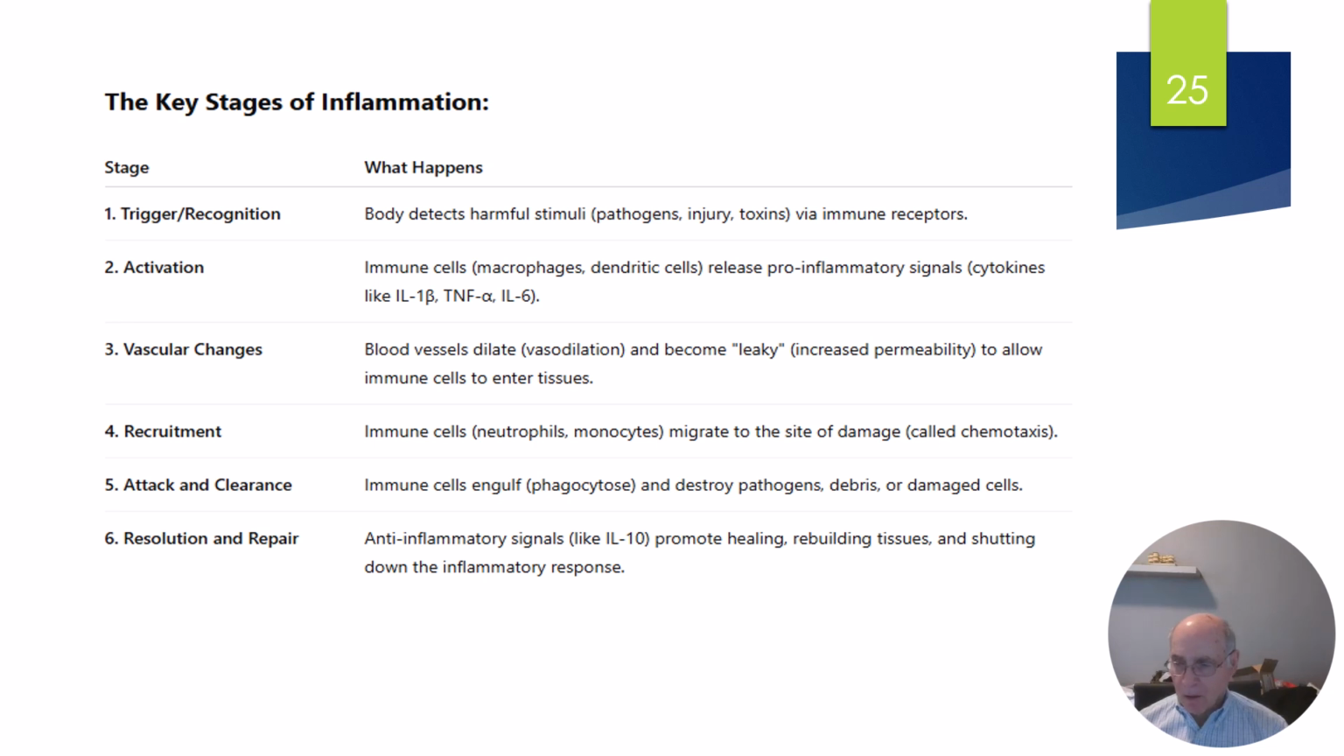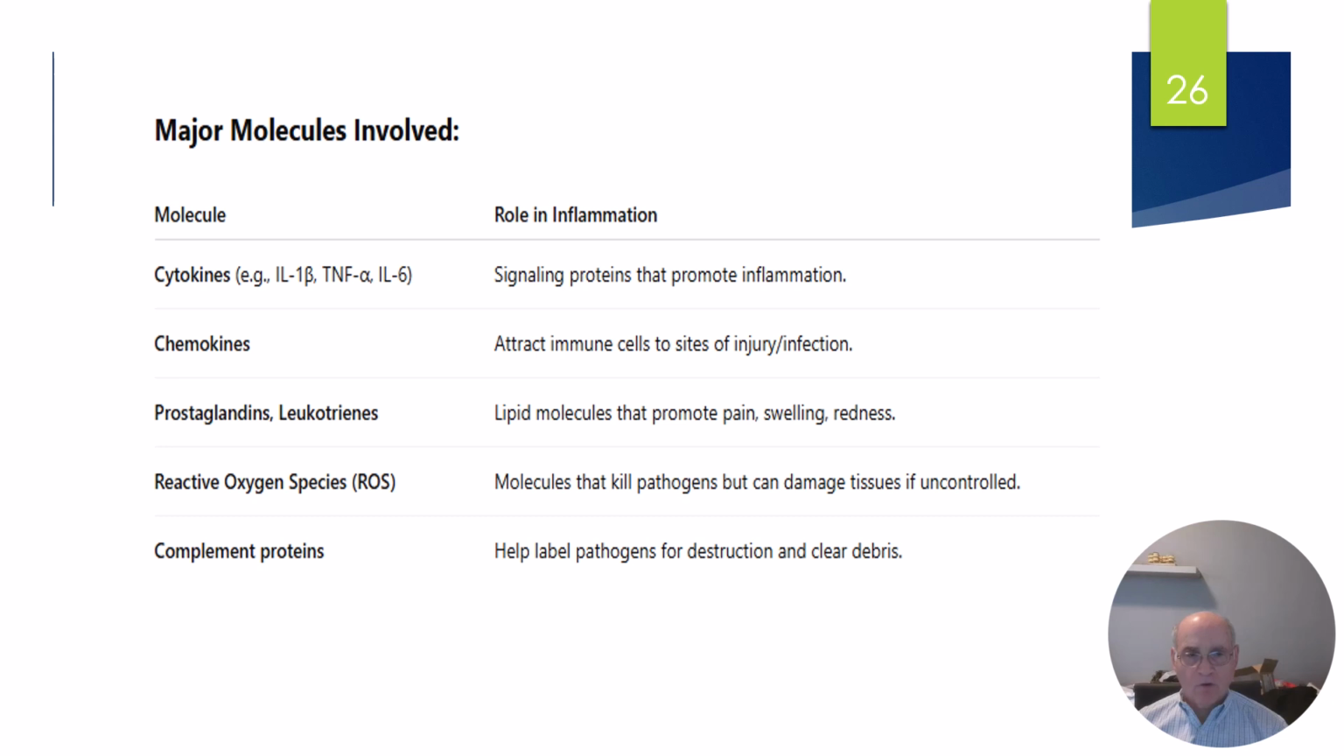a more homeostatic state by driving more anti-inflammatory signals to help promote healing, for tissue repair, etc.